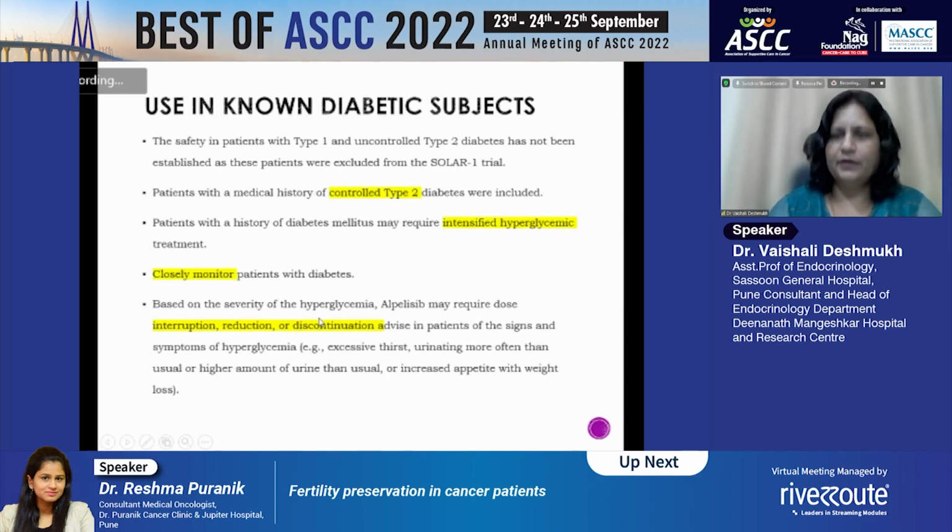In non-diabetic patients, what is the status? In uncontrolled patients, it has not been tried and tested. So preferably avoid using it in uncontrolled type 1 or type 2 patients. In controlled patients, it can be used, especially if the medical history permits the usage of this molecule, considering the side effect profile. And there needs to be an intensification of therapy. So anticipate an increase in the dosing and closely monitor this patient. It may require interruption, reduction, or discontinuation, especially if there are signs of impending diabetic ketoacidosis or hyperglycemia. So this patient needs to be on a daily monitoring schedule at home.